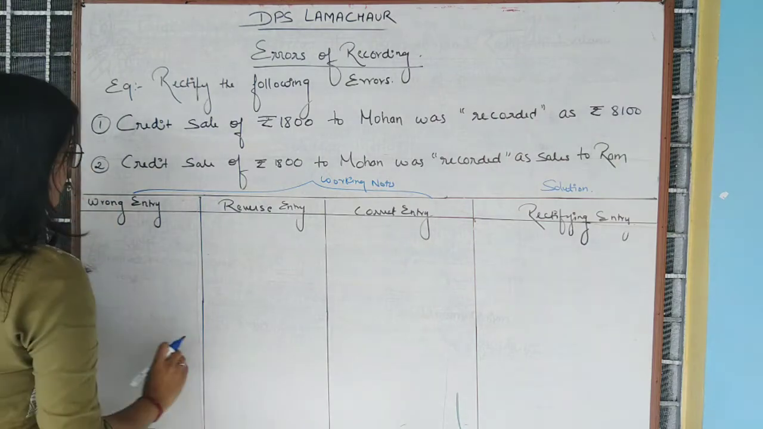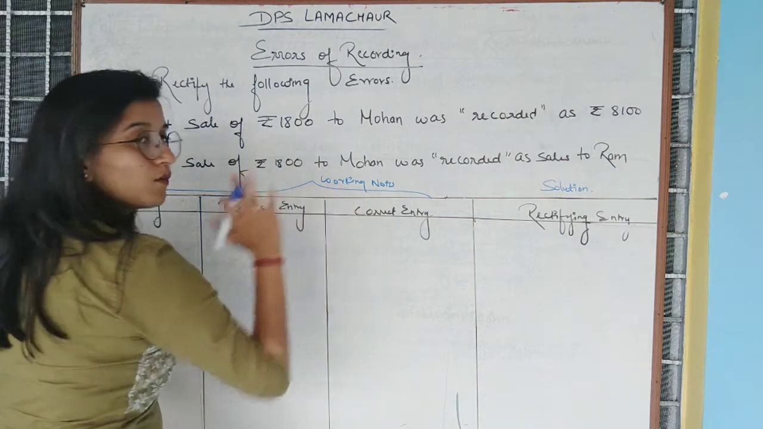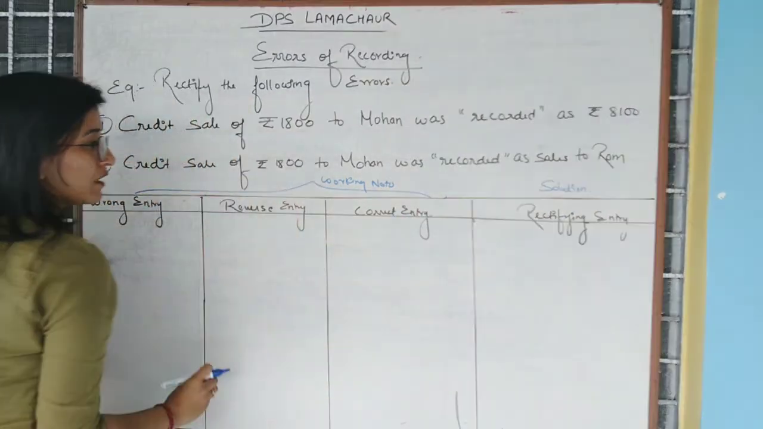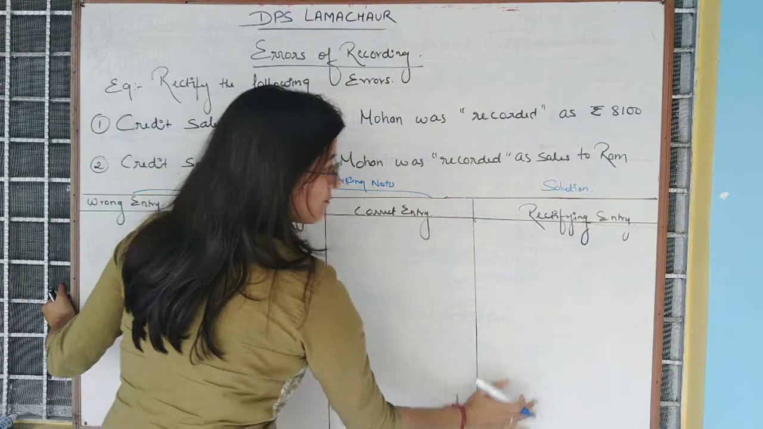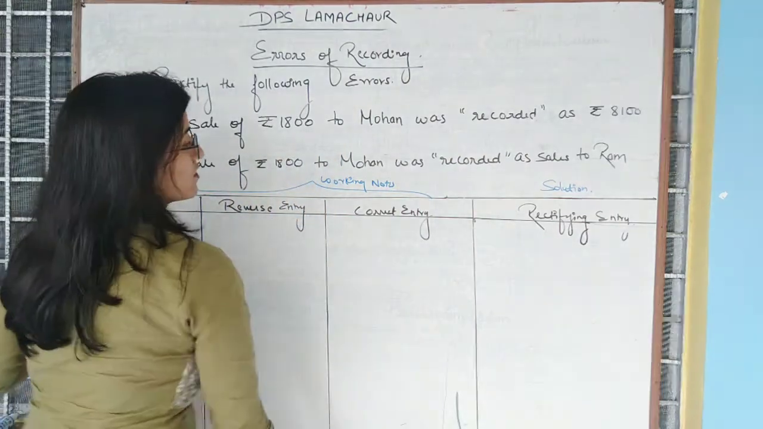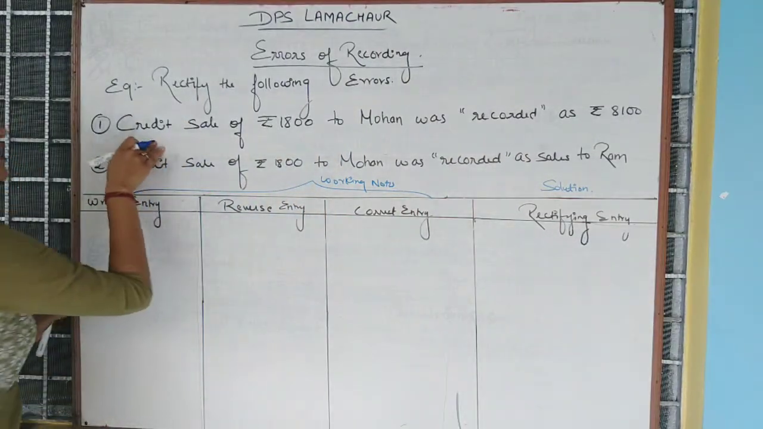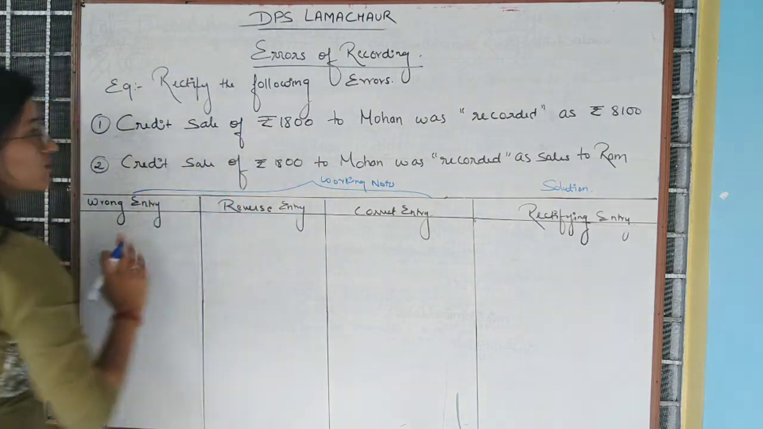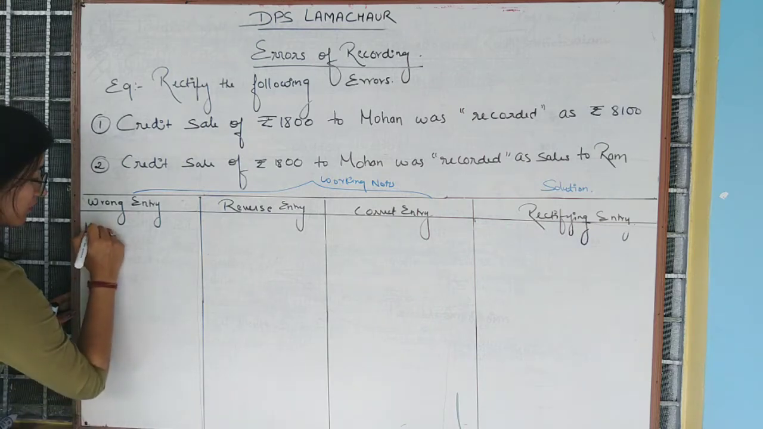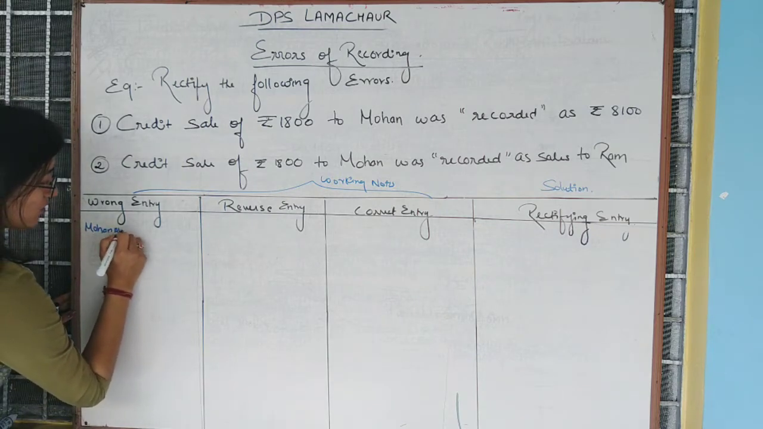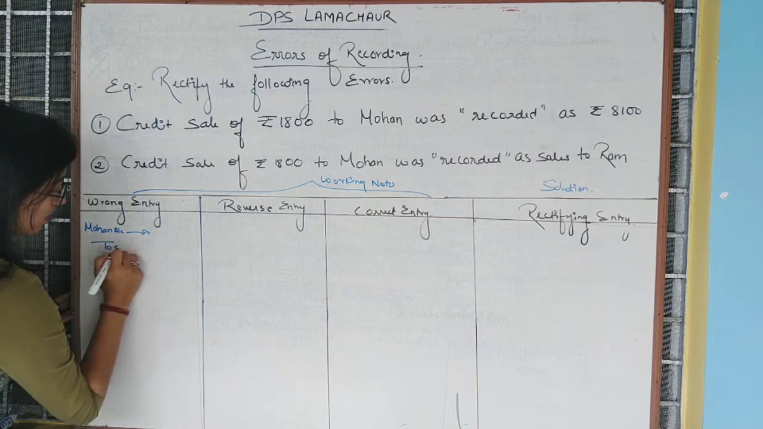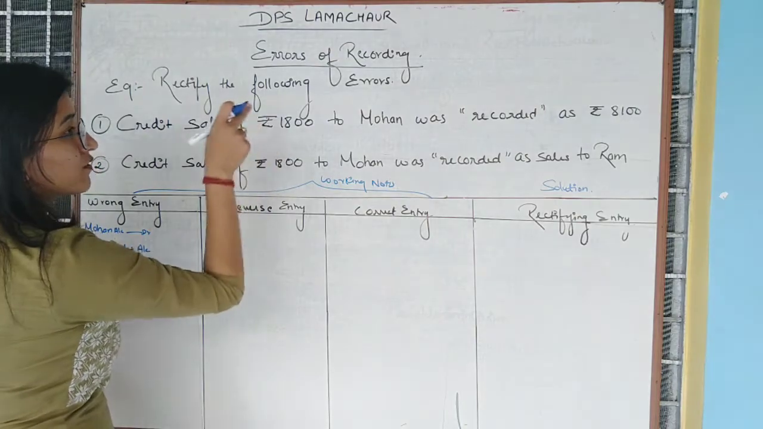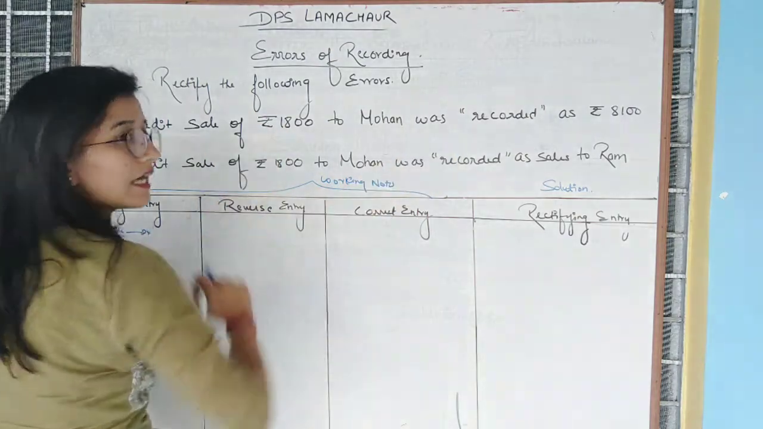It is important to note that these 3 columns is of your working notes. Solution part is rectifying entry. So in examination also you will have to just write solution part. This will be your working notes. Now in this transaction, wrong entry is credit sales to Mohan. So the entry will be Mohan account debit to sales account, and the amount which was recorded in Mohan's account was 8100.